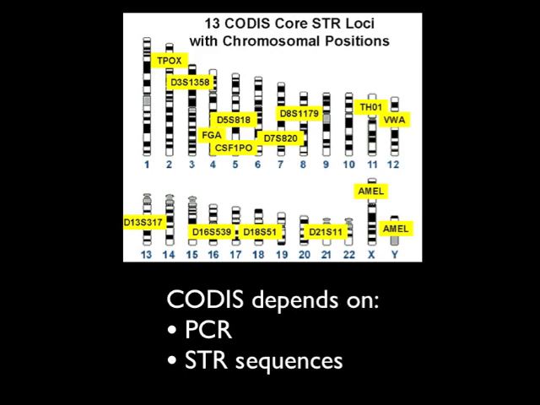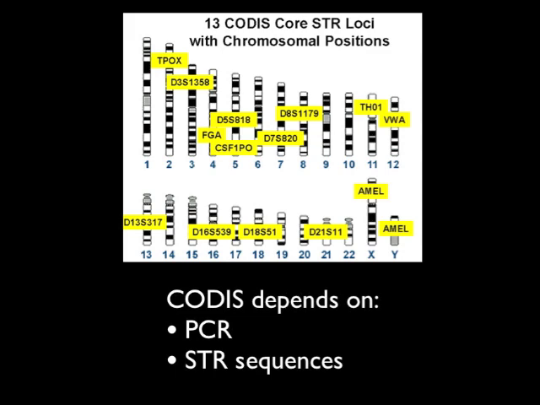Forensics laboratories in the U.S. use the CODIS system in their investigations. CODIS stands for Combined DNA Index System. CODIS focuses on 13 regions in the human genome, each of which contains a short tandem repeat, or STR. STRs are just one type of repetitive DNA found in the variable regions of the human genome.